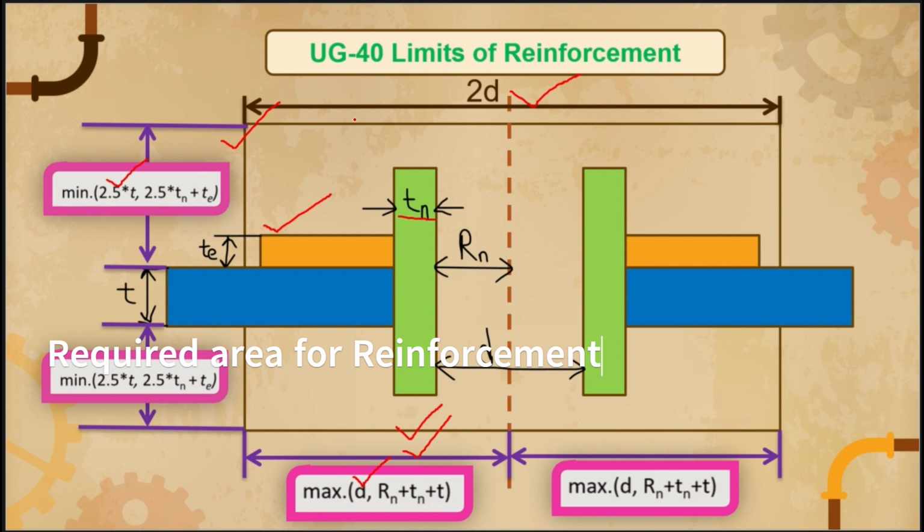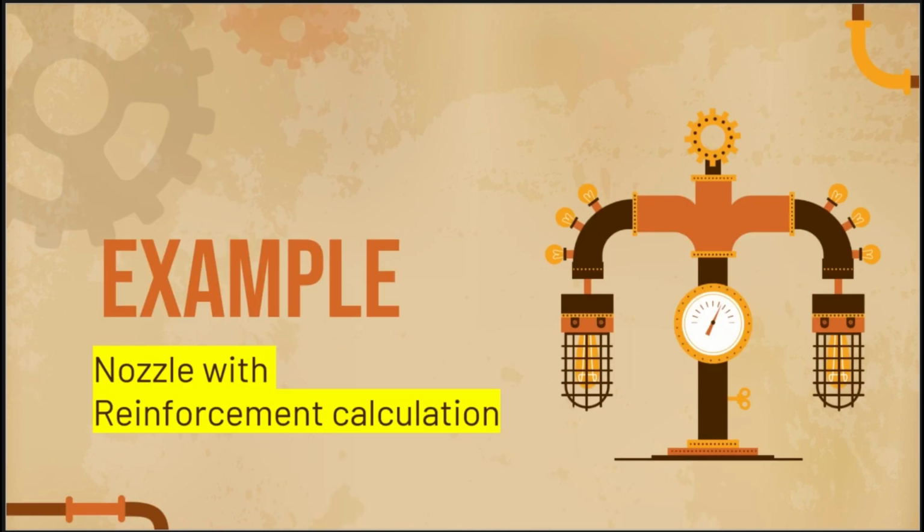I hope you are getting the point. So this is all about UG-40, that is limit of reinforcement. In the next lecture we will see the nozzle with reinforcement calculation problem.